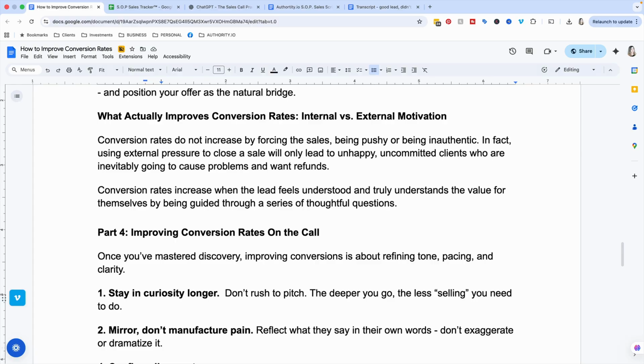So if you ever get people saying to you, I don't really get it, or I don't know why I would need this, or I just don't know if this is right for me, it means you probably haven't gone deep enough on discovery, and you probably haven't listened more than you talked.